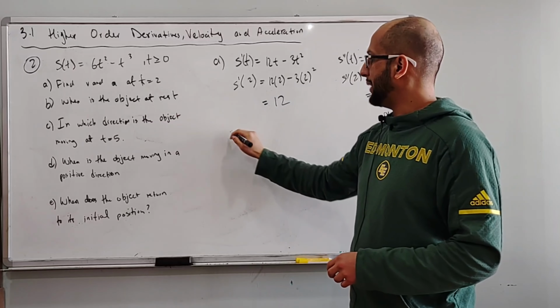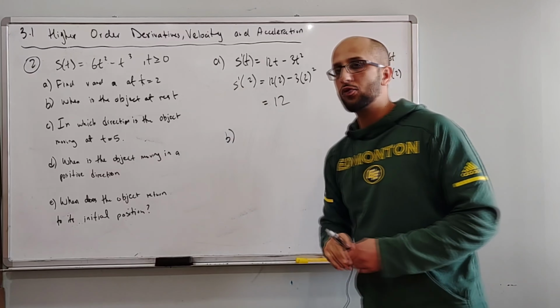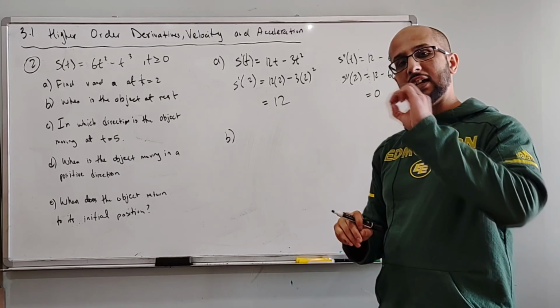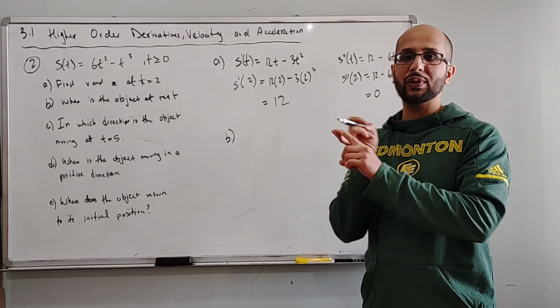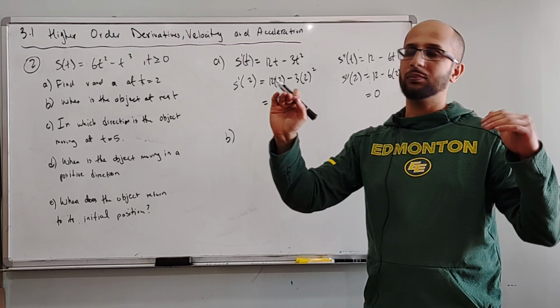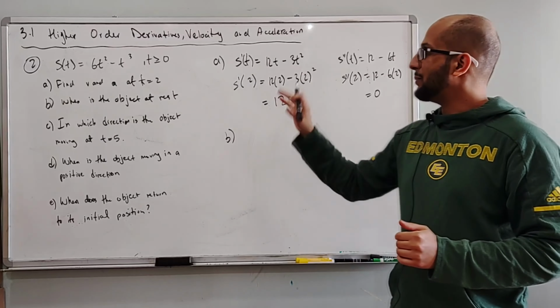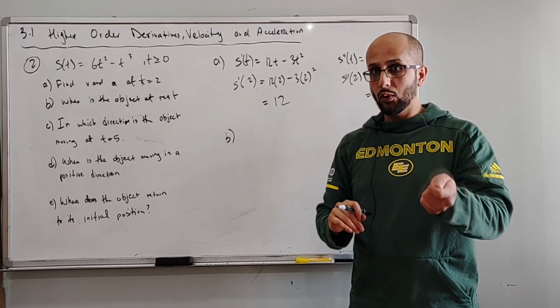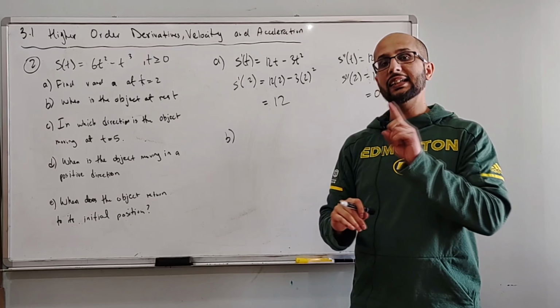Let's go to the next one. B. When is the object at rest? And this is another thing we have to understand. If an object is at rest, what does that mean in terms of its position? It means the position does not change. But that's hard to find. What does it mean for the velocity? If an object is at rest and it's not moving, then the velocity is 0.